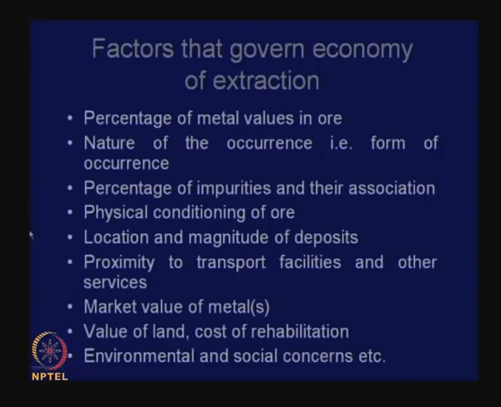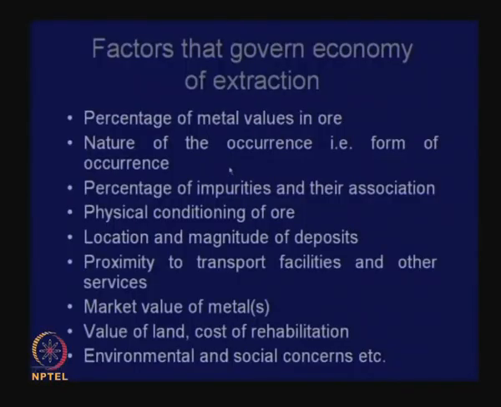Suppose there is an ore where the metal value is very small, then we would not like to call it an ore. In India, for example, we have iron ores which are very rich in iron. There are also ores which are so poor in iron that we do not consider them to be iron ore in India. But for some other country, it could be an iron ore, because they do not have ores even containing that much iron. So, percentage of metal values in an ore is a parameter.